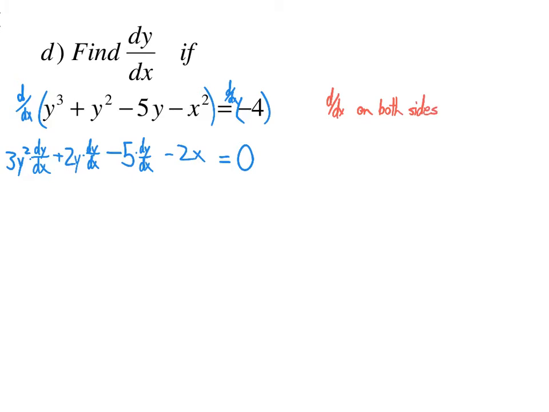The next thing that we're going to do is get all terms that have a dy dx on one side, and obviously then get everything else on the other side. So in this case, I'm going to add the 2x to both sides. And you'll notice now every term on the left-hand side has a dy dx.